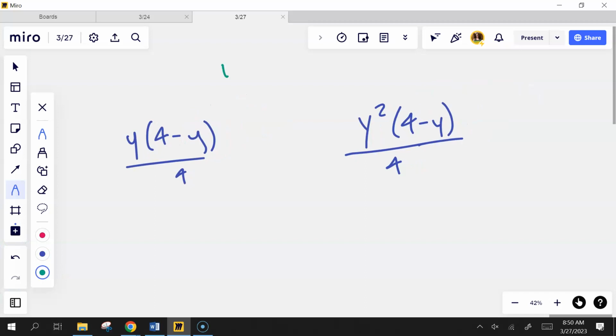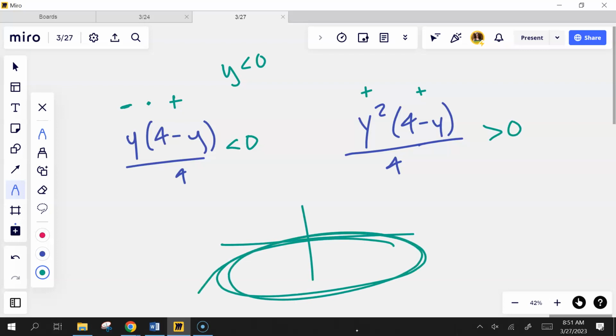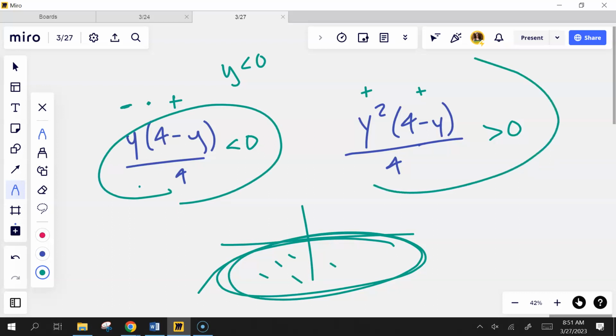When y is less than 0, right? So when y is negative, that's going to be a negative times a positive, which is going to mean that this whole thing is negative. Here, it's going to be a positive times a positive, which is bigger than 0. So anytime I'm below, anywhere down here when y is smaller, if this is the differential equation, all the slopes will be negative. And if this is the equation, then all the slopes will be positive.